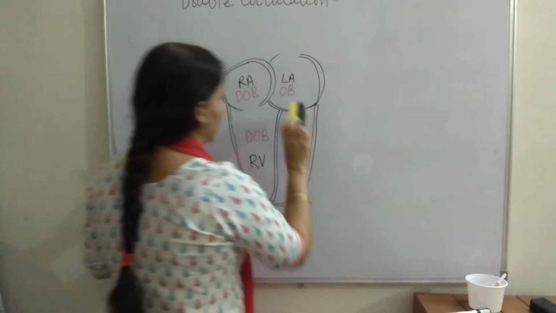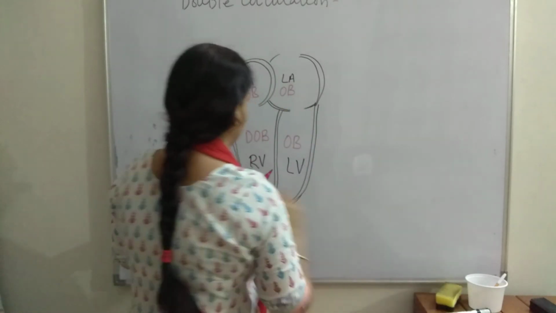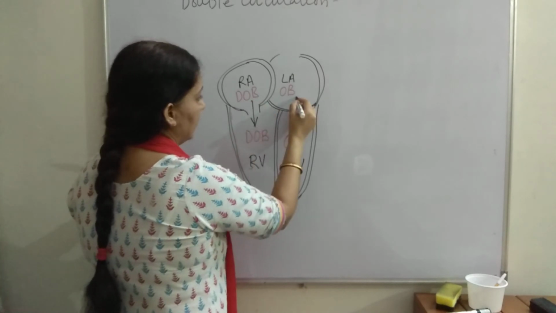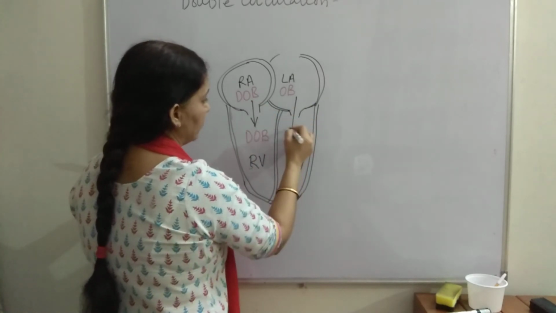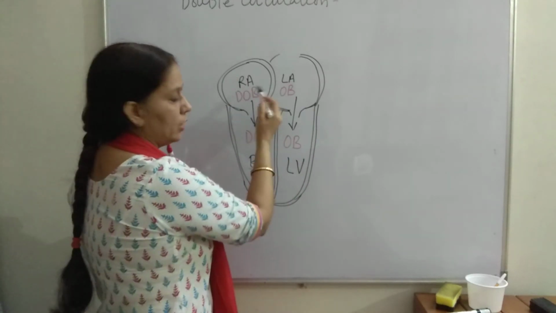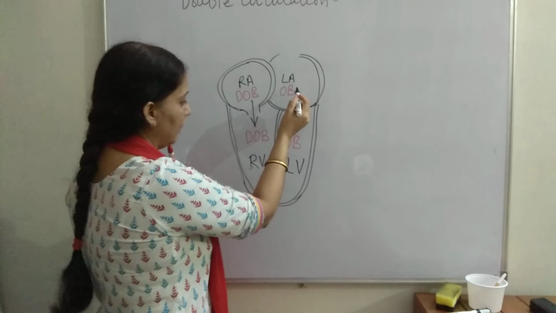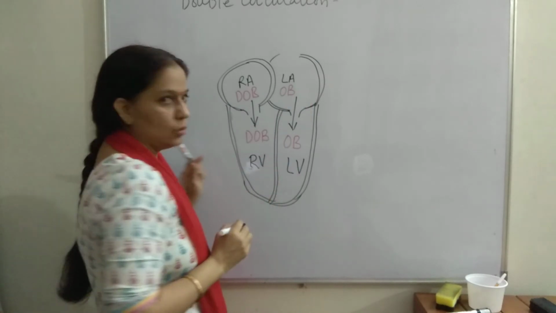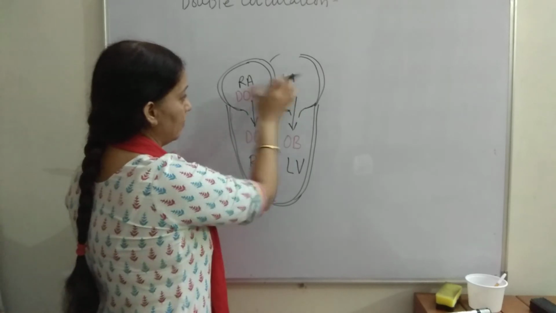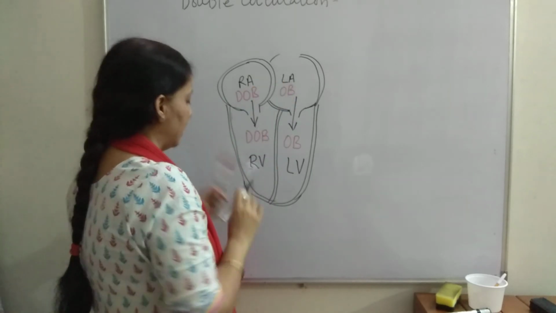What is the direction of flow of blood? That we have already seen: this consists of a valve, and blood flows from atria to ventricles vertically downwards. It does not flow horizontally from right to left atrium or from left ventricle to right ventricle. Horizontal flow is not there. There is vertical flow from both the atria to both the ventricles.